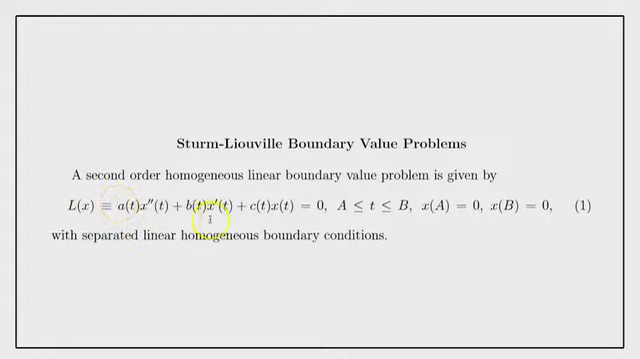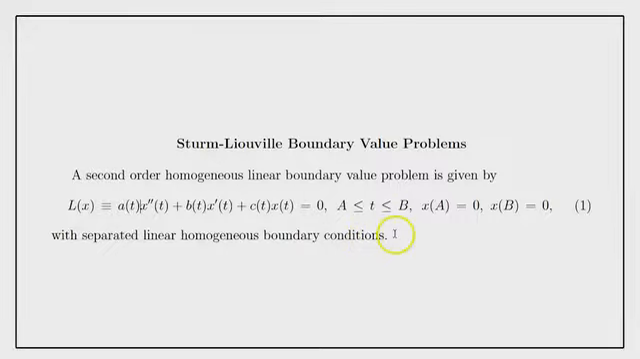Suppose this is a second order ordinary differential equation, that is Lx equal to A(t) x double dot(t) plus B(t) x dot(t) plus C(t) into x(t) equal to 0. This equation is defined over the closed interval a to b, where a and b are two finite real numbers, with the boundary conditions x(a) equal to 0 and x(b) equal to 0. Now, these types of boundary conditions are called separated linear homogeneous boundary conditions.